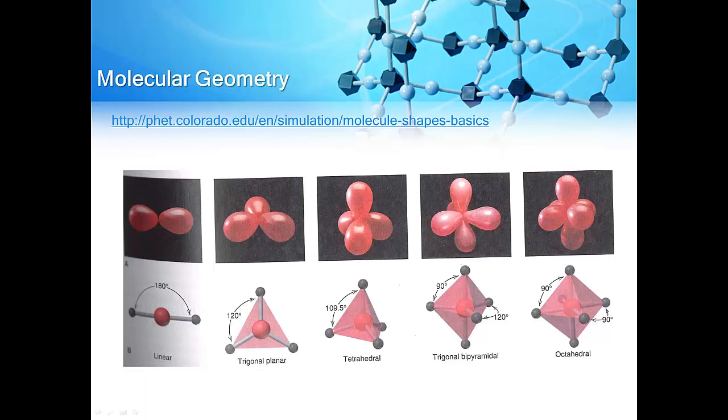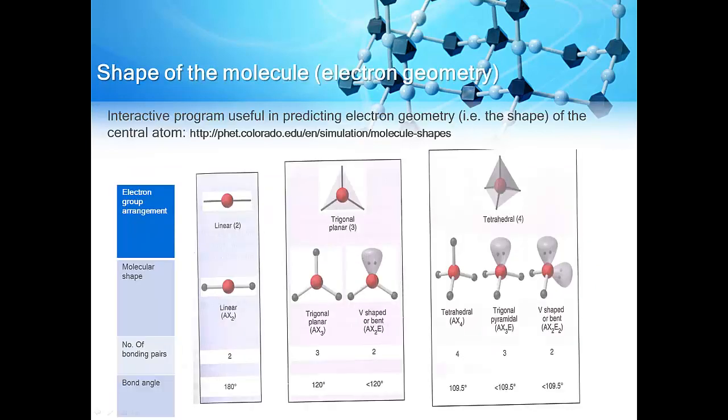We don't have to memorize the bond angles. If it helps you to know that tetrahedral is 109.5 degrees, then that's fine, but you don't have to go ahead and memorize this. You won't be tested on this, but the shapes are important. So let's have a look at a slightly different diagram now of the same thing.